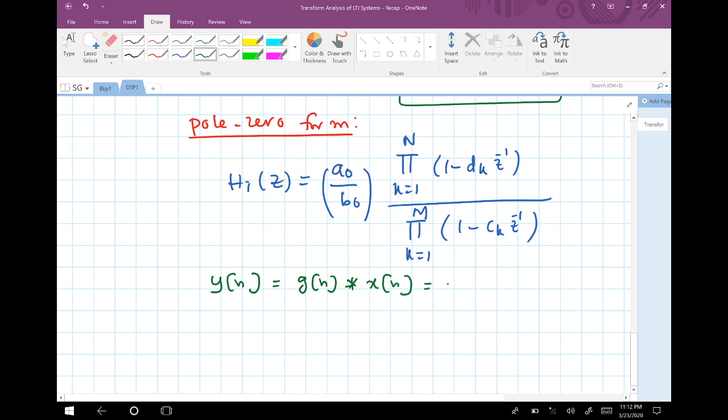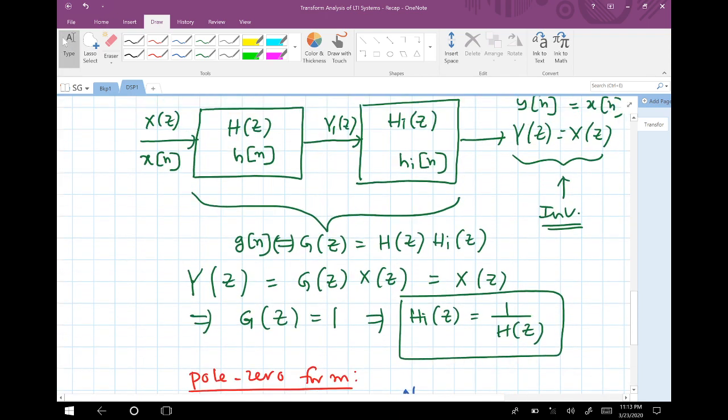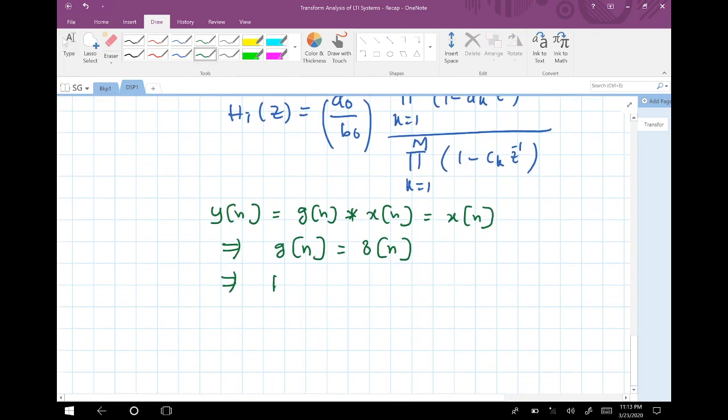What are we supposed to get here? X of n, when an inverse system is concatenated with it. When will this happen? When g of n is equal to delta of n. G of n in terms of h of n and hi of n is nothing but the convolution of both. So I could write h of n convolved with hi of n would result in delta of n.